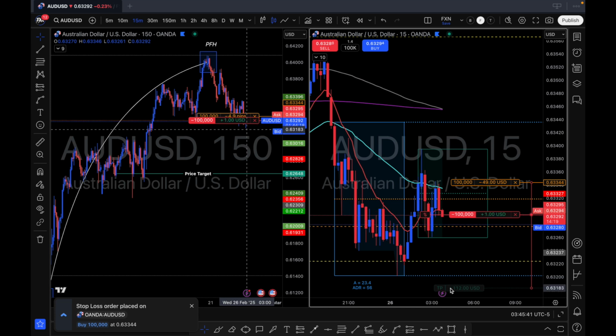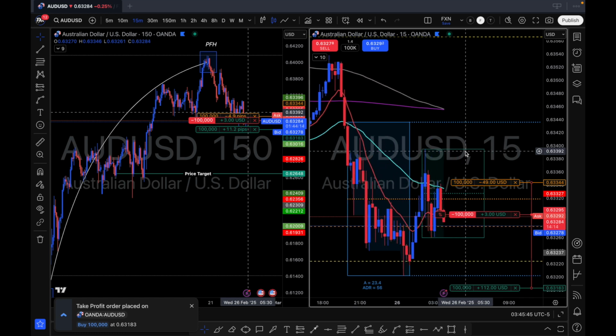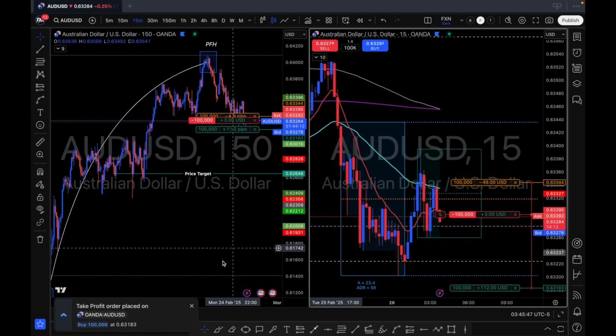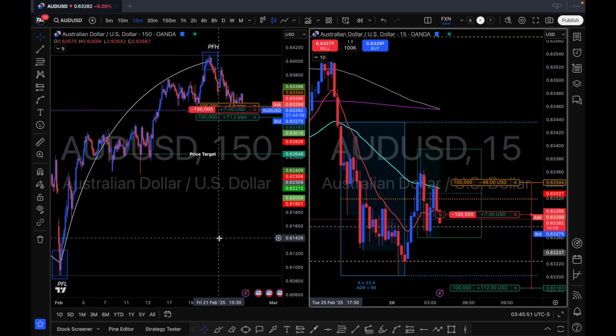So at this point here, we're just setting up the stop loss, obviously right above the railroad track, and then essentially again we're just going 2-to-1 risk to reward ratio on this particular pair.